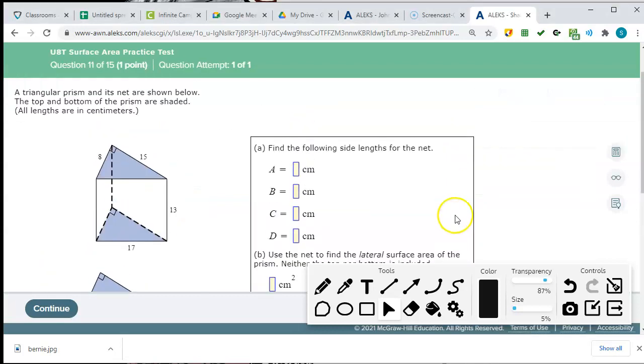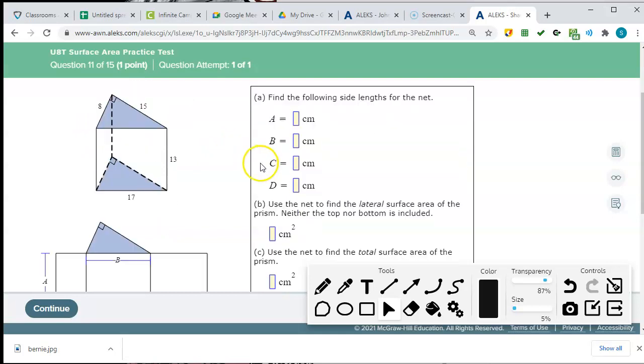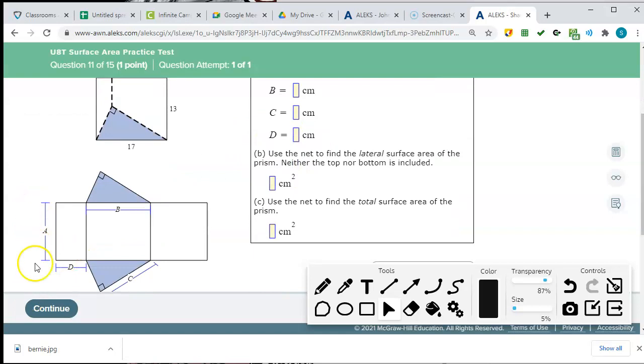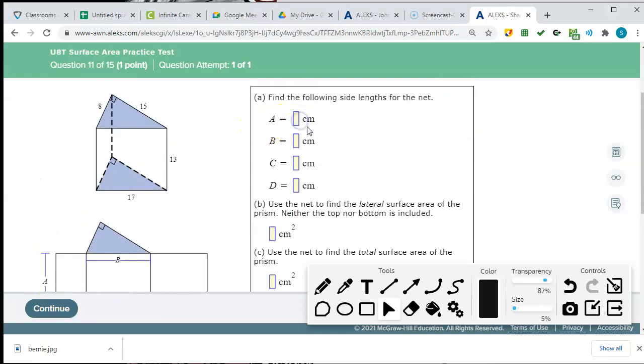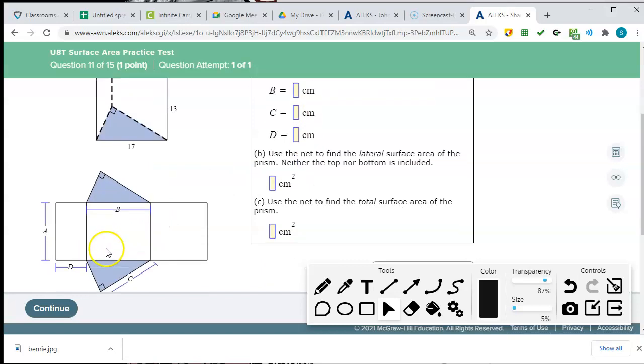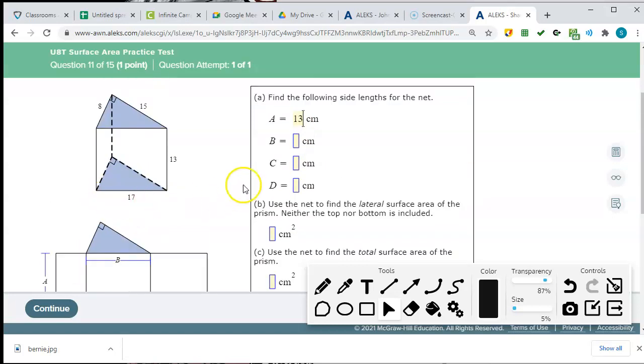All right, so now look at this one. A triangular prism and its net are shown below. The top and bottom of the prism are shaded. All lengths are in centimeters. Find the length. So it is on this side, so that's definitely 13. B looks like the hypotenuse, the longest side of our triangle, so that's going to be 17.